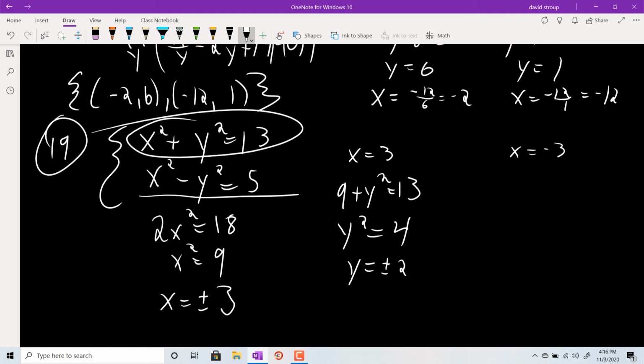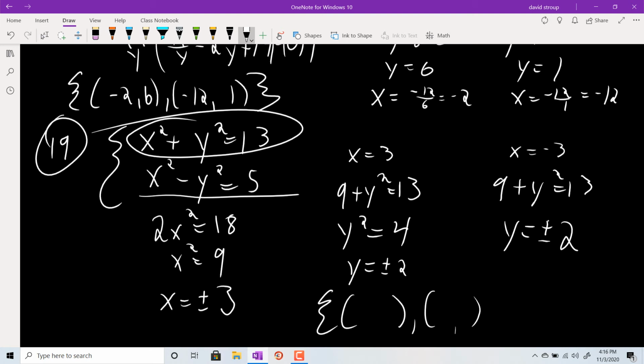And then the other guy, plug in negative 3. So negative 3 squared is also 9. It's the same thing. Right? Well, I'm just going to cut to the chase. I can do that. I'm the teacher. I'm allowed to do stuff like that. Okay. All right. Then I'm going to go ahead and get my ordered pairs. Looks like there's 4 of them.